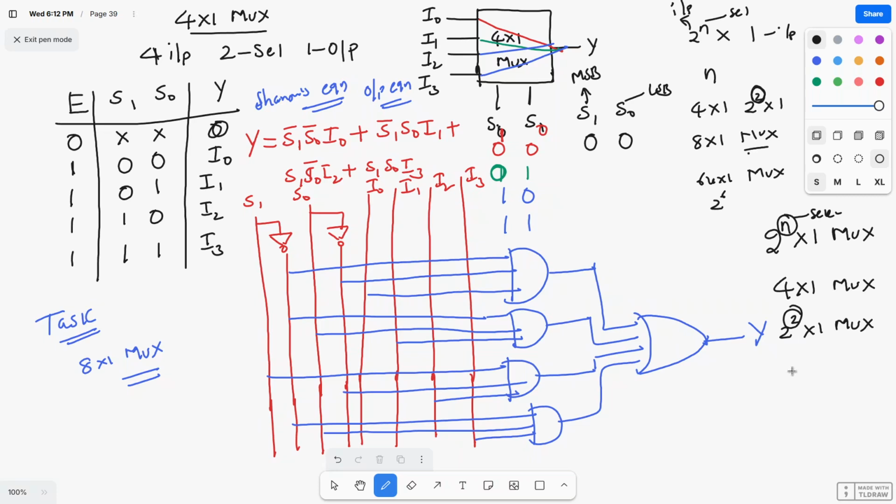Suppose I consider a 256 cross 1 MUX, that is 2 power 8, so 8 selection lines. For a 1024 cross 1 MUX, that is 2 power 10, so 10 selection lines. Now your doubt is clear, Shubhi Yadav?